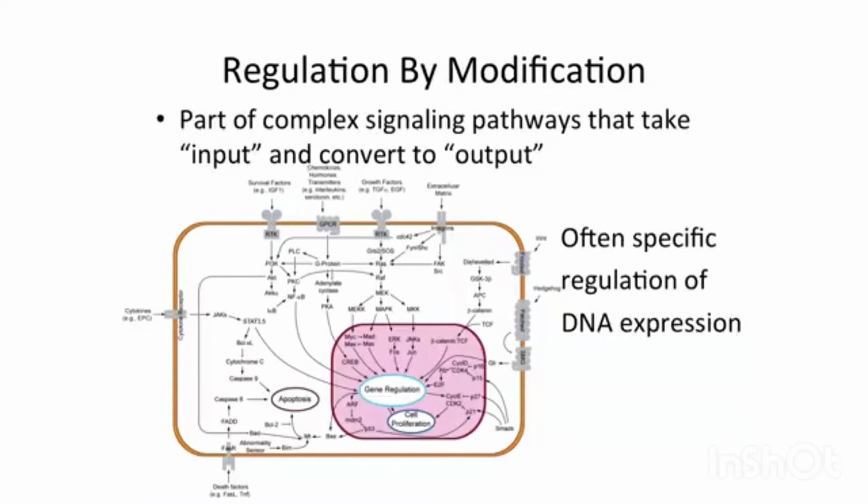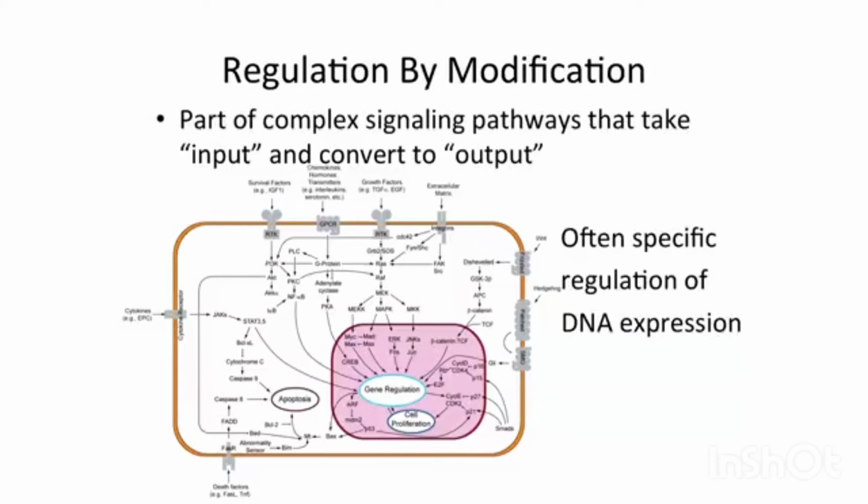And so regulation by modification is often used in complex signaling pathways that detect some input, whether it's outside things like survival factors or growth factors or hormones, and translate that inside into a series of generally modifications of proteins to either activate or inactivate them. Or internal signaling that says, okay, we've got enough of this, let's turn that off.